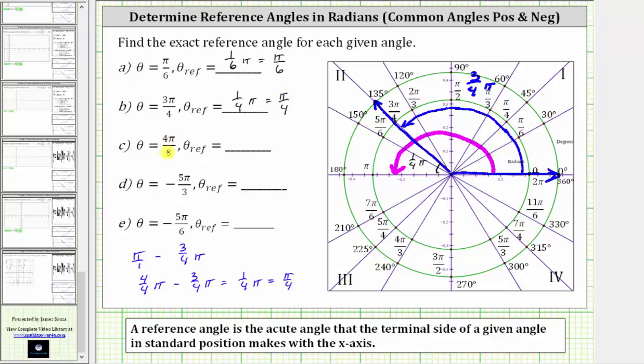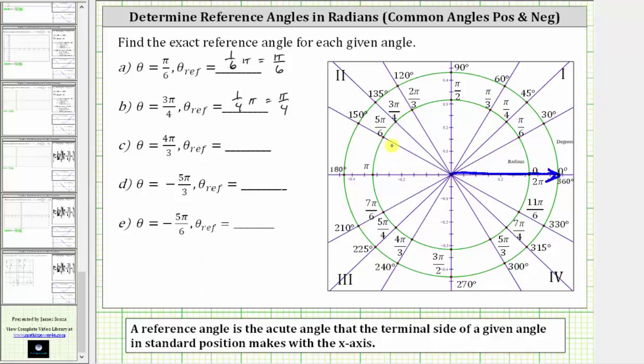Next we have 4/3 pi radians or 4 pi divided by 3 radians. Let's rotate counterclockwise by 1/3 pi radians. We have 1/3 pi radians, 2/3 pi radians, 3/3 pi radians or pi radians, and then finally 4/3 pi radians. So this is the terminal side of 4/3 pi radians, which is labeled.